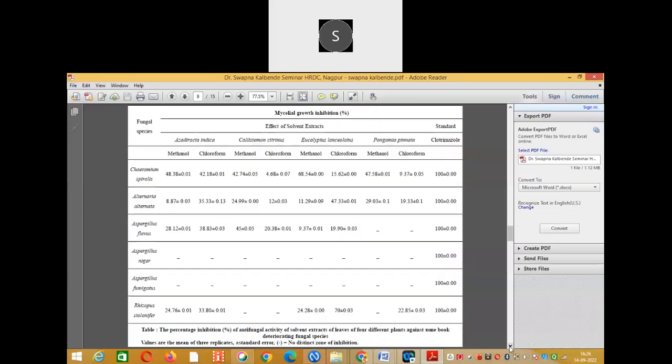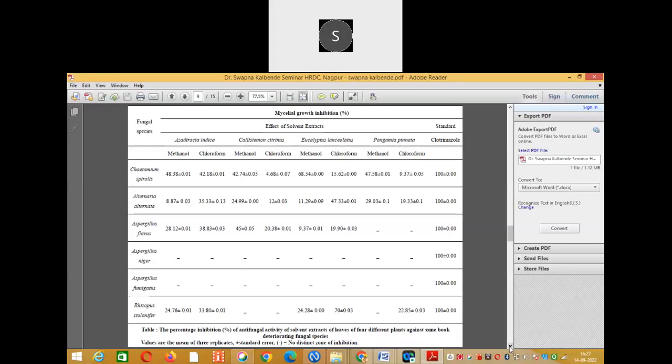Antifungal activity assay was done by the poison food technique in which 5 mm mycelial discs of the previously maintained 7-day-old cultures of the test fungi were cut with a sterilized cork borer and transferred aseptically to the center of the petri plates containing the media, and incubated at 25 degrees Celsius for 7 days. Then the percentage of inhibition of the mycelial growth was calculated. And I have used clotrimazole as a standard for the antifungal activity.